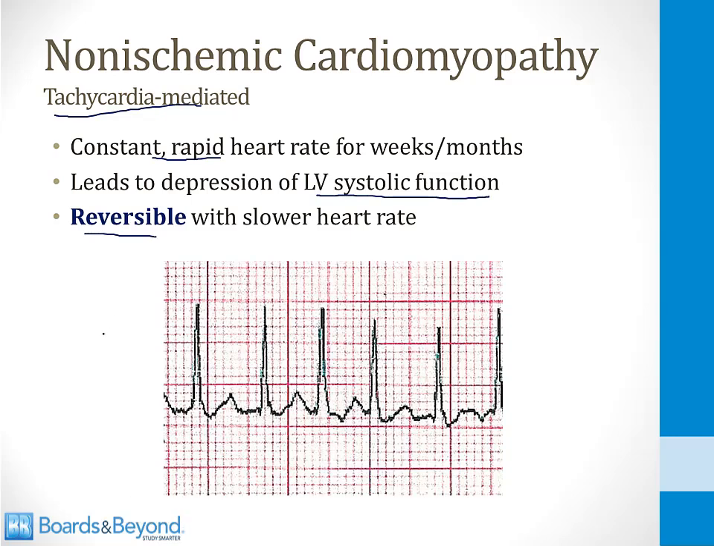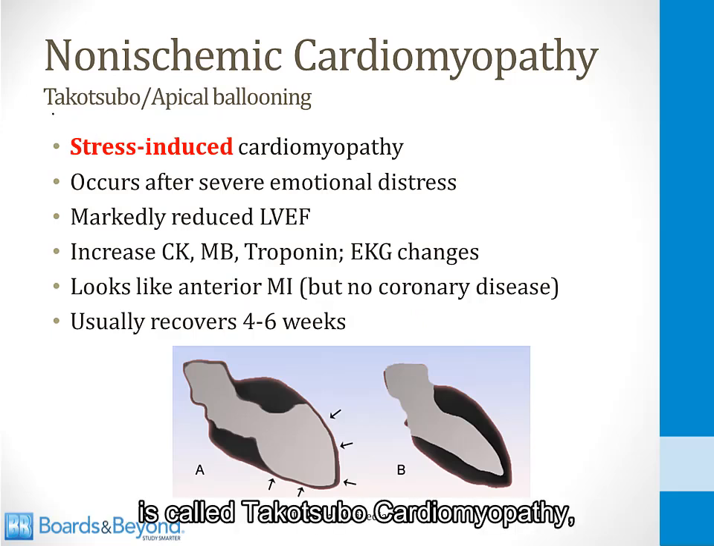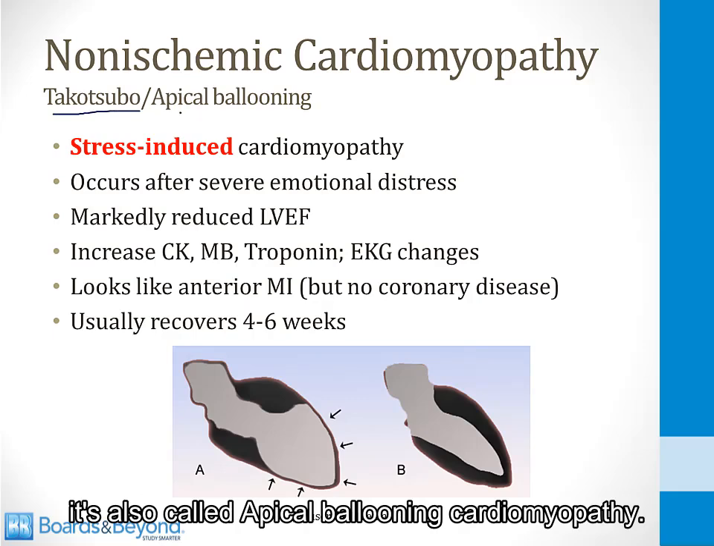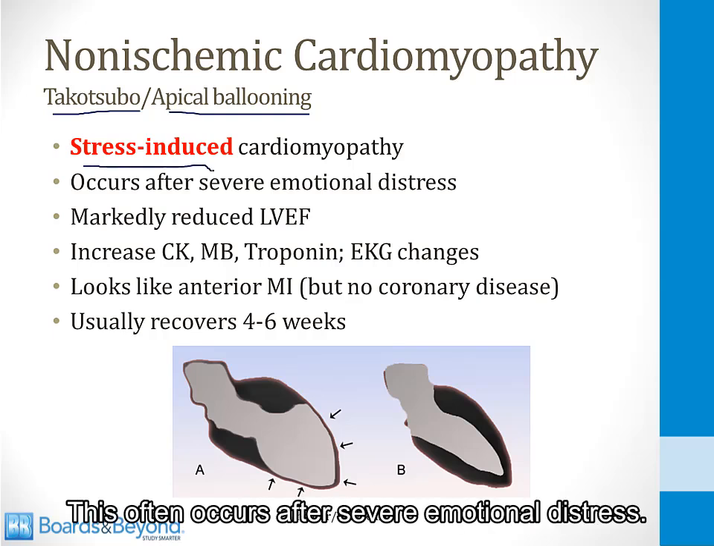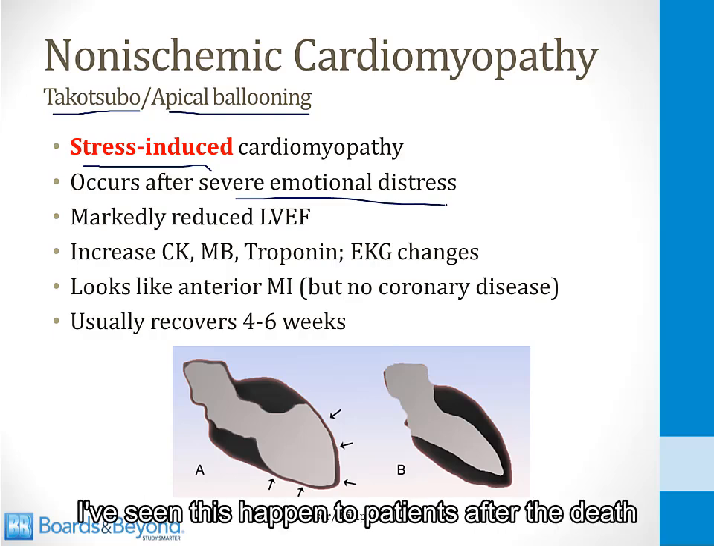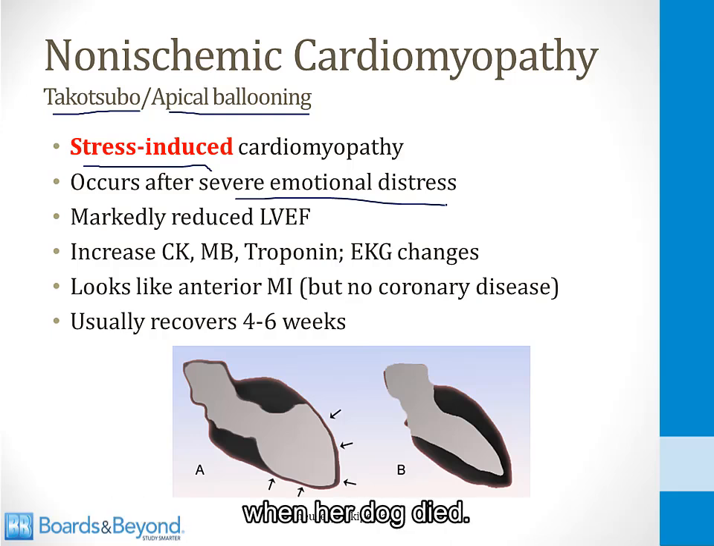Another form of non-ischemic cardiomyopathy is called Takotsubo cardiomyopathy. It's also called apical ballooning cardiomyopathy. This is a stress-induced cardiomyopathy. It's very interesting. This often occurs after severe emotional distress. For example, I've seen this happen to patients after the death of a loved one. I saw it happen to one patient when her dog died.